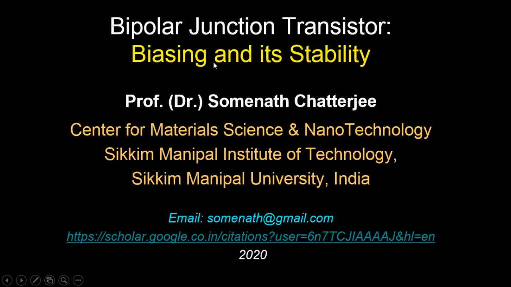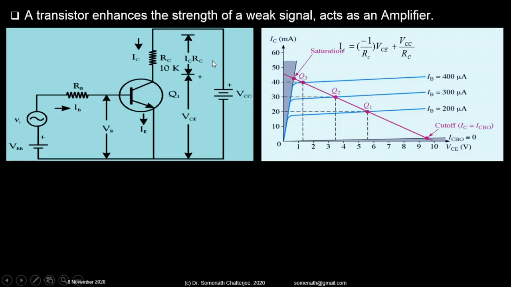Here we will discuss the biasing. What is the importance of biasing? You are familiar with this circuit diagram, a common emitter NPN transistor for amplification. What is the requirement? It will enhance the strength of a weak signal, and that is called the amplifier.